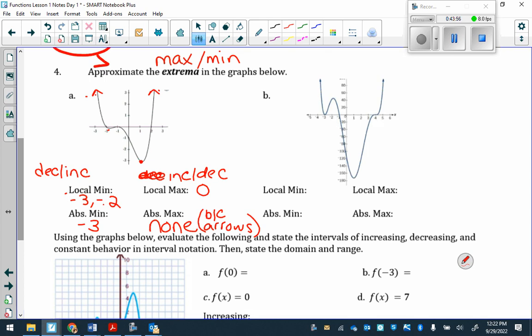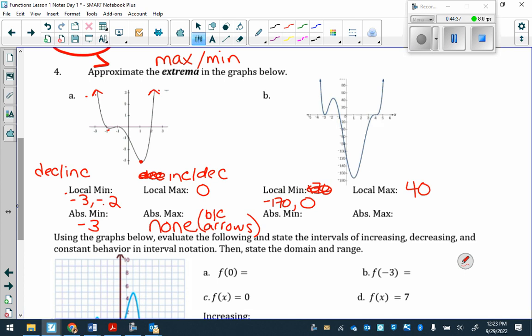Yeah. -170. Good. Where else? Anywhere else? Yeah. -3. Y value. Oh, 0. Good. Excellent. Okay. Any local max? Julia? Yep, 40. Okay. Any absolute minimum?